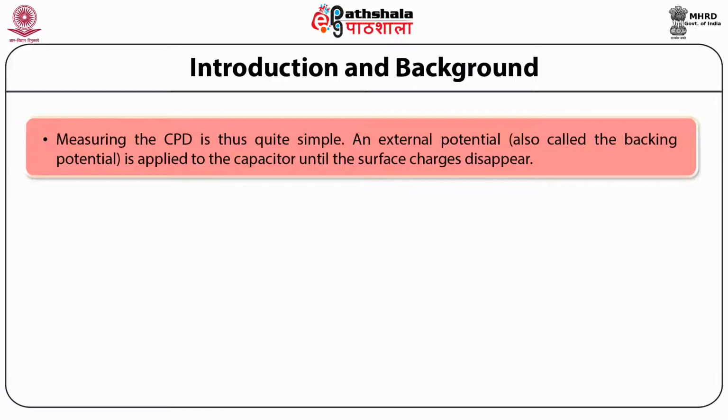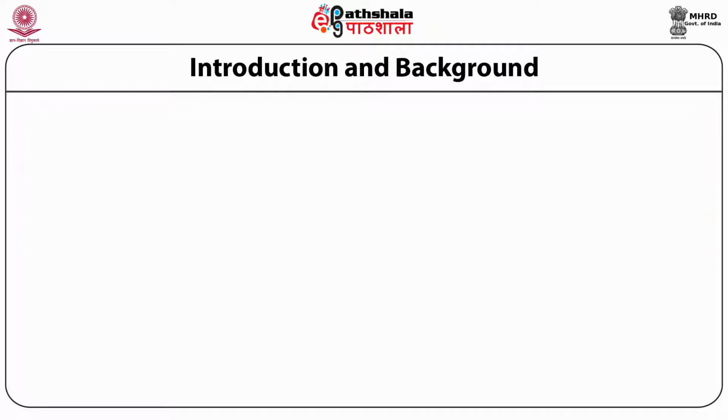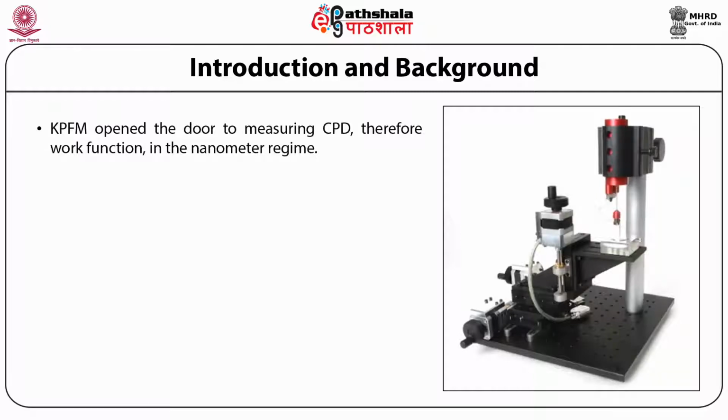An external potential, also called the backing potential, is applied to the capacitor until the surface charges disappear. At this point, the external potential equals the CPD. The various Kelvin probe techniques developed thus far differ mainly in how this charge-free state is detected. KPFM opened the door to measuring CPD, and therefore work function measurement in the nanometer regime can also be carried out.